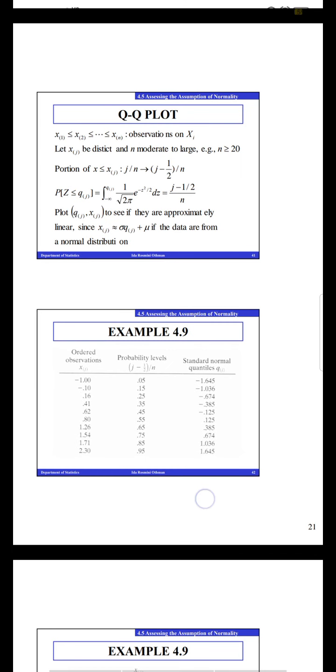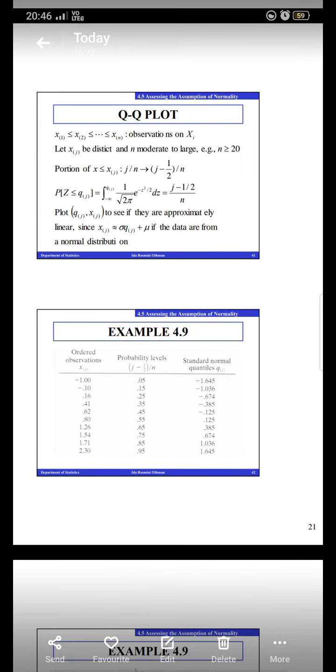Second column ni adalah probability level. Okay, the formula is j minus half divided by n. J tu adalah, tadi kan xj. So for the first row, j nya adalah 1 lah. So 1 minus half divided by n. So 1 minus half is 0.5 divided by n is 10. So because of that, we get 0.05.